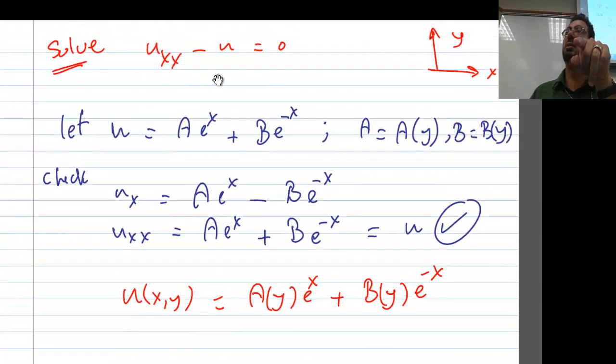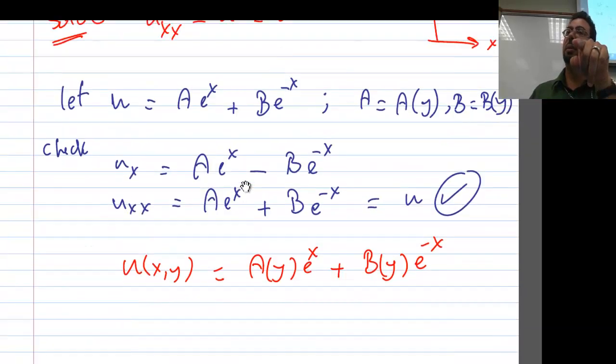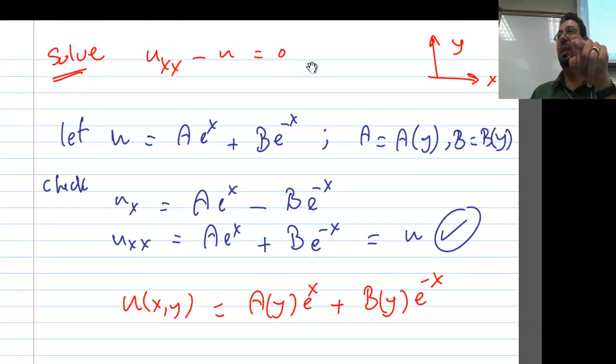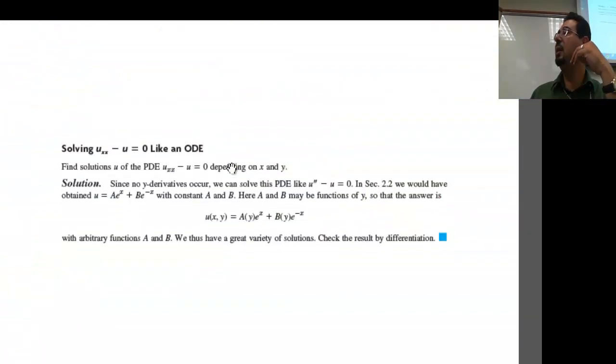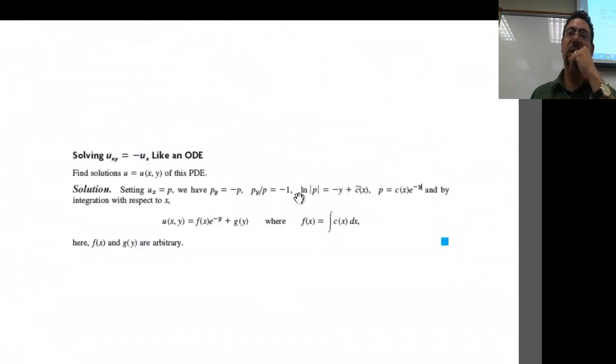What about this? Wasn't this uxx minus u? That's the same idea, huh? But it was 0, it wasn't k. So maybe the solution, I mean, it should be the same line, but maybe it's not exactly like that. We'll see in a second.